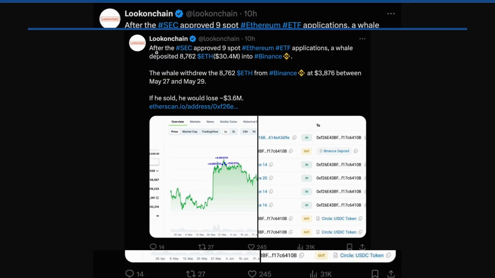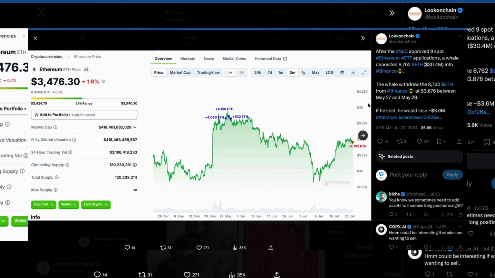As far as we know, from the analysis conducted on the Ethereum ETF application, there was a whale that withdrew more than 8,000 Ethereum from Binance from 27 May to 29. He still hasn't sold, so this is actually a strength for us. This is the chart of this whale. They bought Ethereum tokens near the top of the market. They started transferring or selling these tokens, but they still own them. If they sold, they would lose 3.6 million. So I think the direction here for them should be on the upside as well.